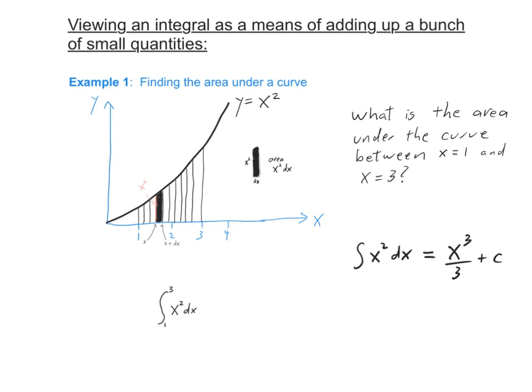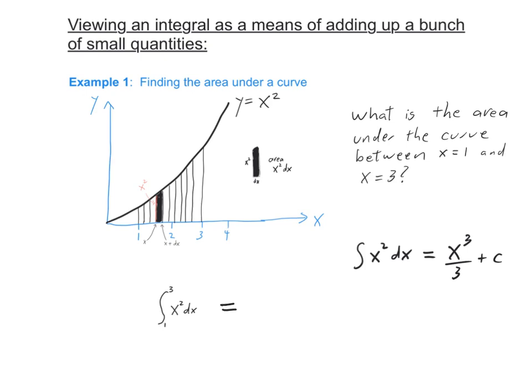So that's how I got it. So this is the indefinite integral, or in other words, the integral of just x squared. Okay, but we want to calculate the definite integral of the quantity x squared from x equals 1 to x equals 3. So let's go ahead and do that.